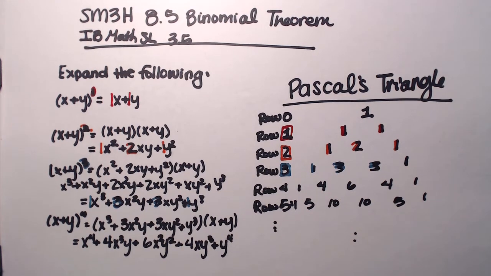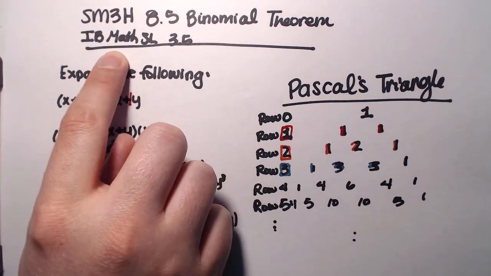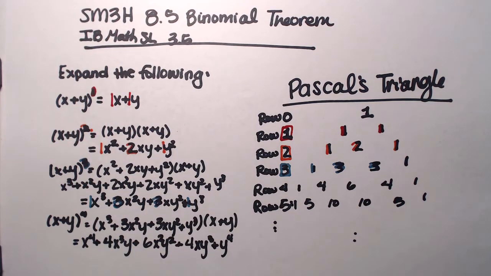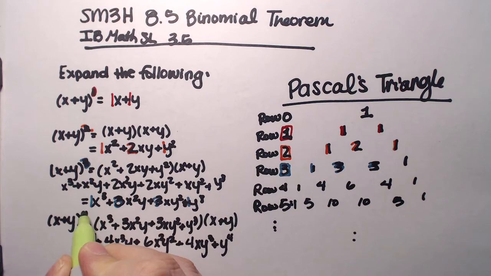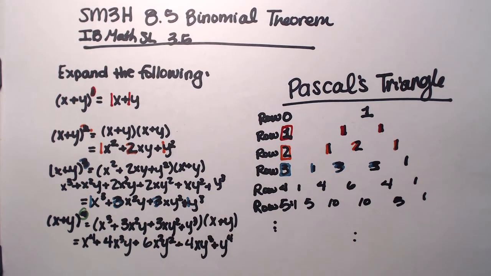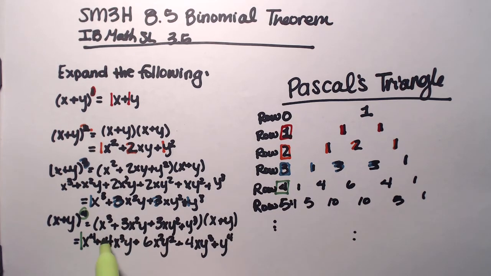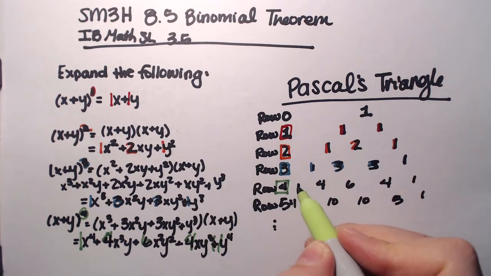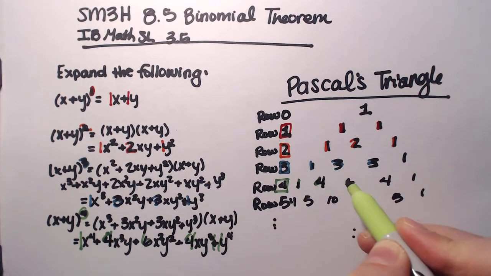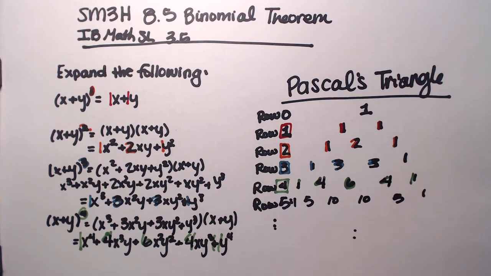Okay, we left off, this is 8.5 for Secondary Math 3 Honors, 3.5 for IB Math. So we left off kind of comparing these expansions with the Pascal's triangle. And the last one is, there's a 4 here. So on the fourth row, these are the coefficients. That's right there. So 1, 4, 6, 4, 1.